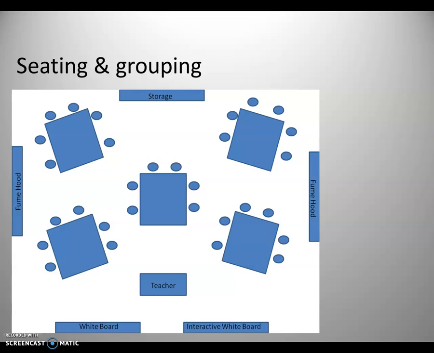Get them moving, increase the energy levels, frequently change partners. Different students have different things to offer, different things to say. It keeps the class on their toes.